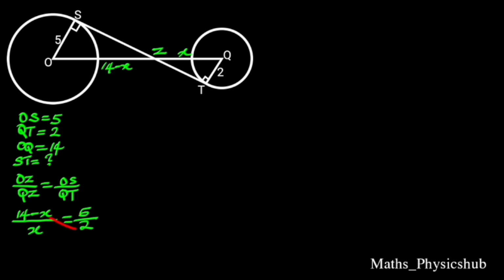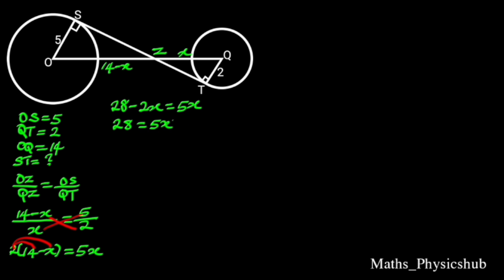By cross multiplication, we have 2 times 14 minus x equals 5 times x. Next we distribute 2 into the bracket. 2 times 14 is 28, and 2 times x is 2x, and this equals 5x. Next, we collect like terms, 2x will go to the right side to become positive. It follows that 28 equals 5x plus 2x, which is the same as 28 equals 7x.